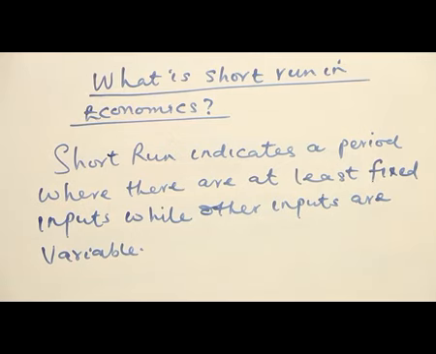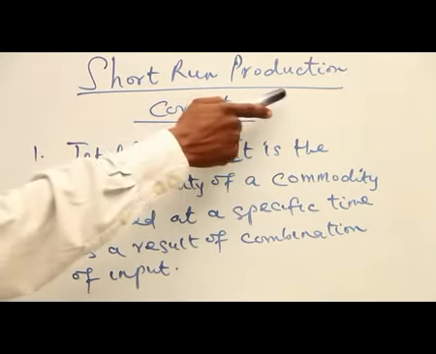When we are talking about fixed input, we are talking about input that has nothing to do with the level of output. But variable inputs are inputs that have to do with the level of output. The more your variable input, the more your output. But fixed inputs are constant because they do not have anything to do with the level of output when a firm is still in the short-run period. Short-run production concepts.